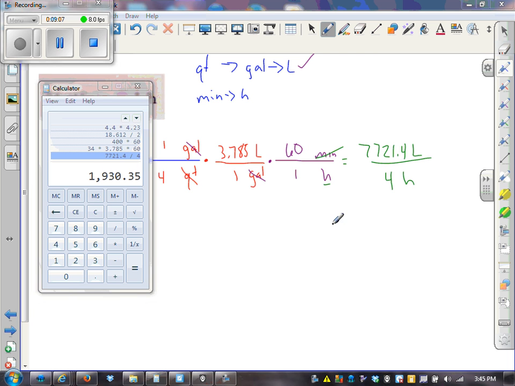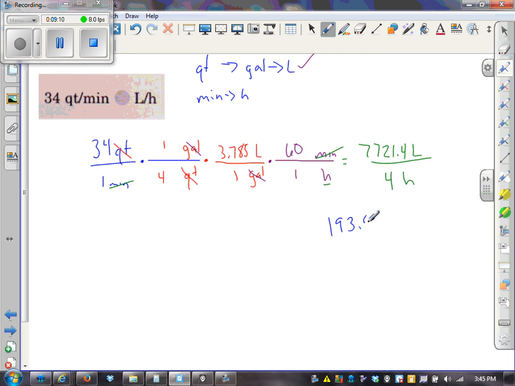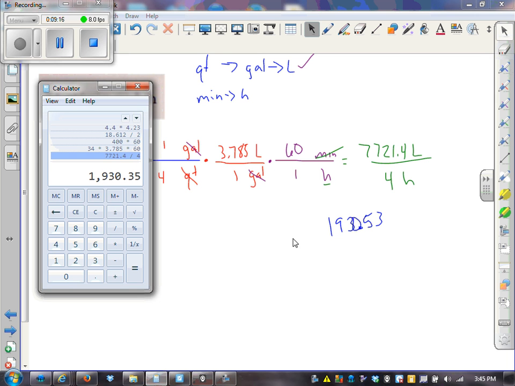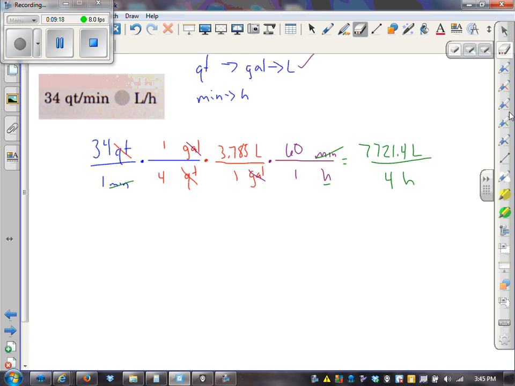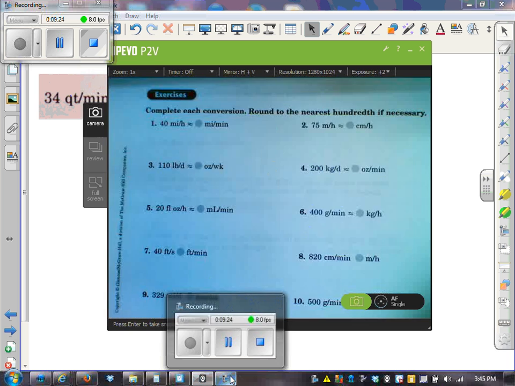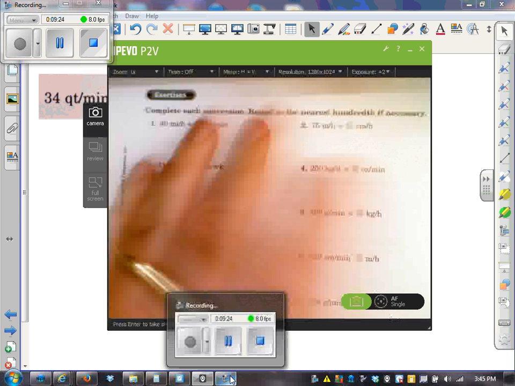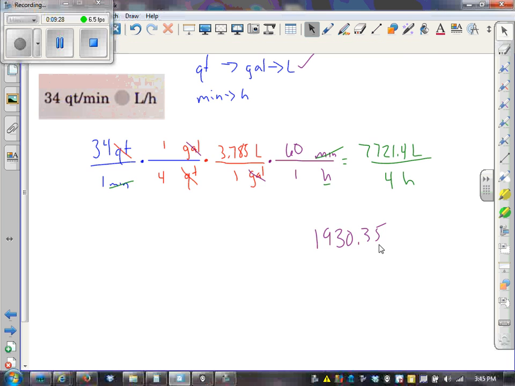1,930.35. Let's just write that all over again. 1,930.35. And does the homework say, do we need to round to the nearest hundredth if necessary? So this is the hundredth place, so no need for any more rounding. And that's liters per hour.